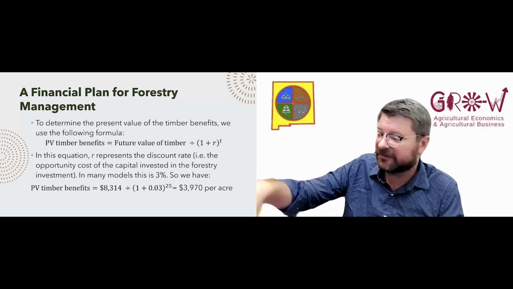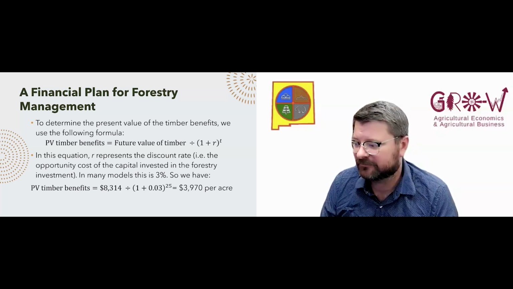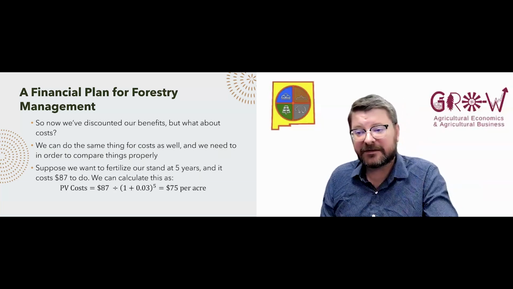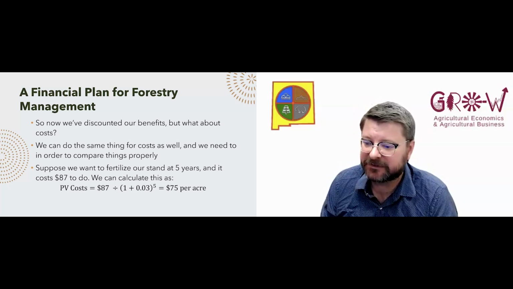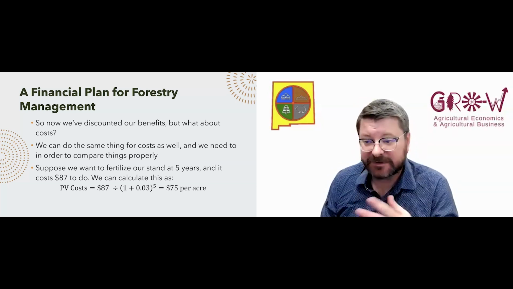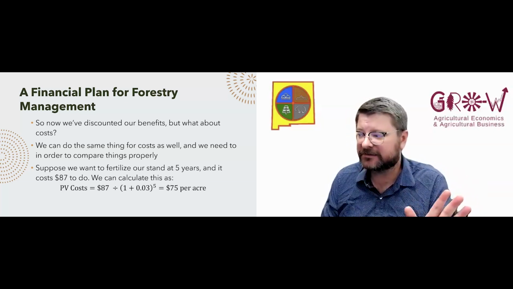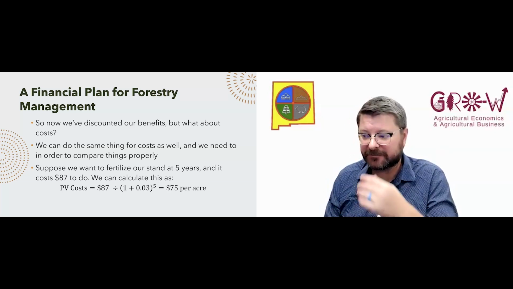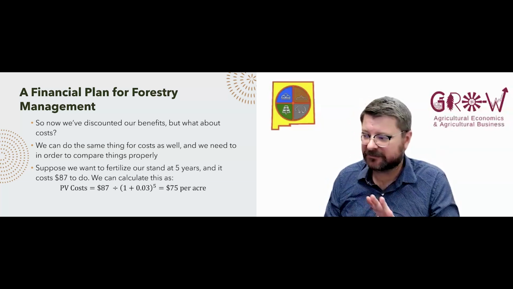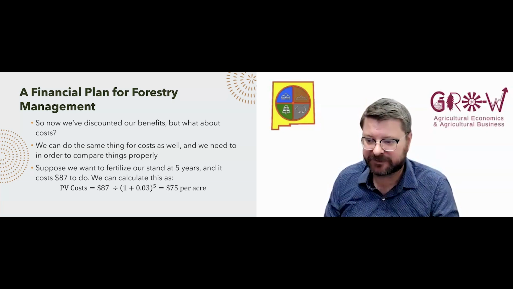Once you do the maths, you'll see that the present value of our timber benefits is a little less than $4,000 per acre. Now that gets us to the next step, because it's not costless to manage a timber stand, right? So we've discounted our benefits, but what about costs? And we can do the exact same thing for costs as well, and we actually need to in order to compare things properly. So let's suppose we want to fertilize our stand at 5 years, and it costs us $87 every time we fertilize the stand.